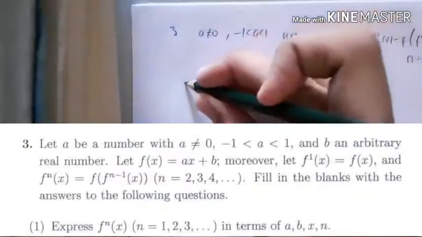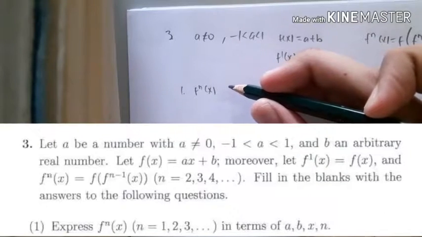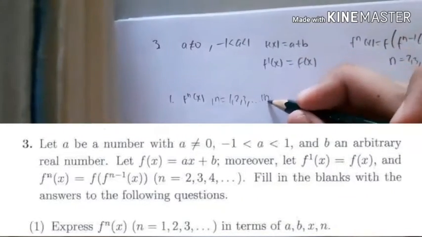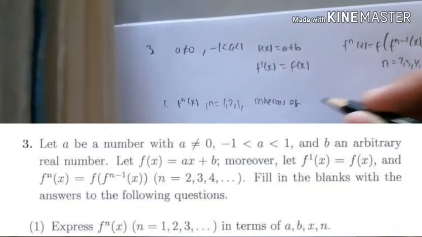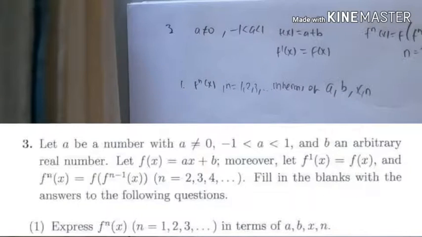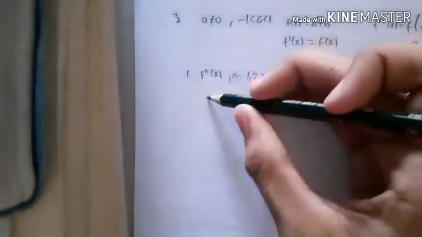Number 1, it says that for f and x, we express f to the power of n of x for n equals 1, 2, 3 in terms of a, b, x, n. Now this is where the fireworks started. This actually took me a longer time to solve. Okay, so let's just go through it.